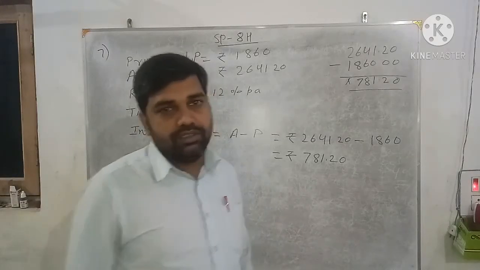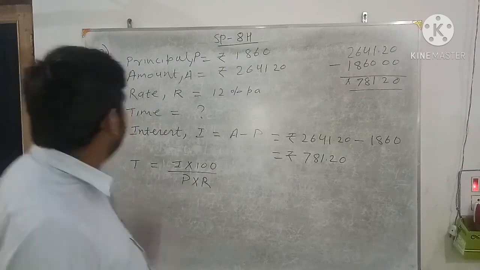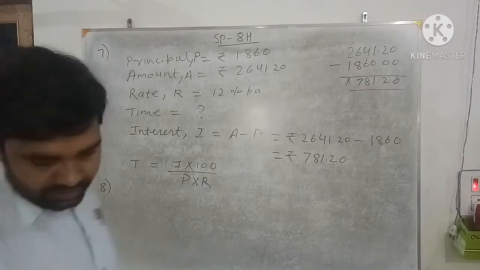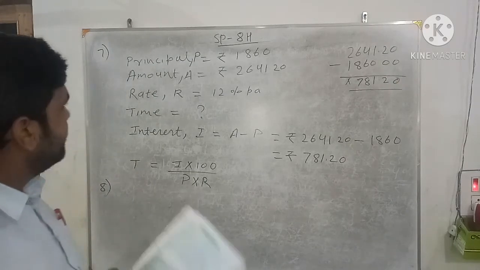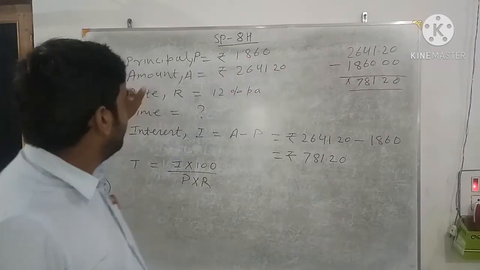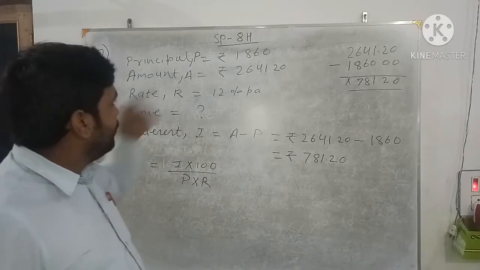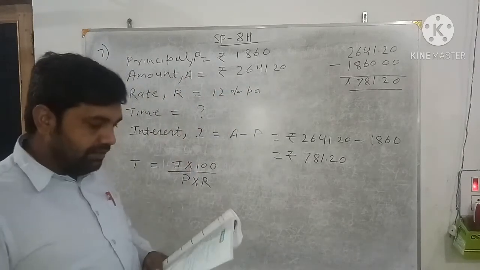So hello students. We will continue the remaining questions of the self practice e-text. See question number 7. In the last class we solved question number 6. In this question number 7: in what time will rupees 1,860 amount to rupees 2,641.20 at the rate of 12% per annum?